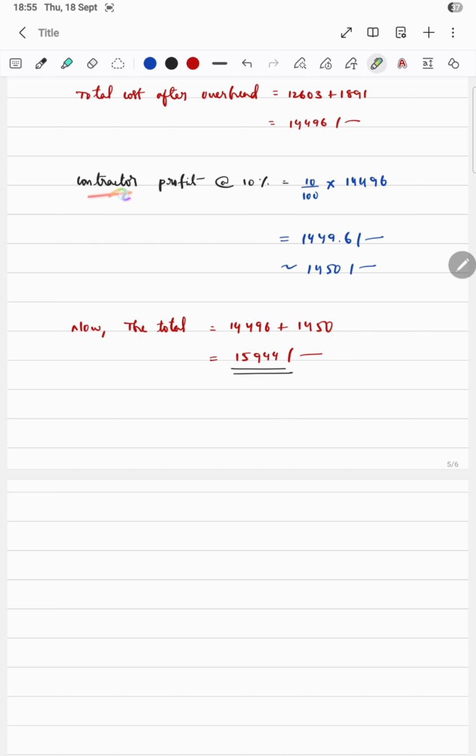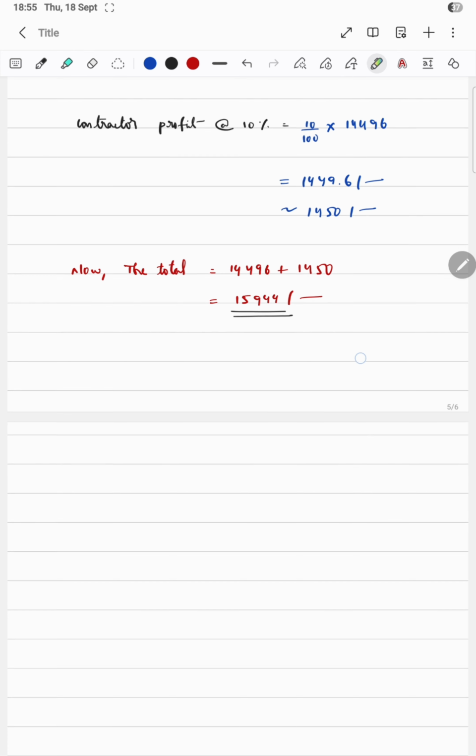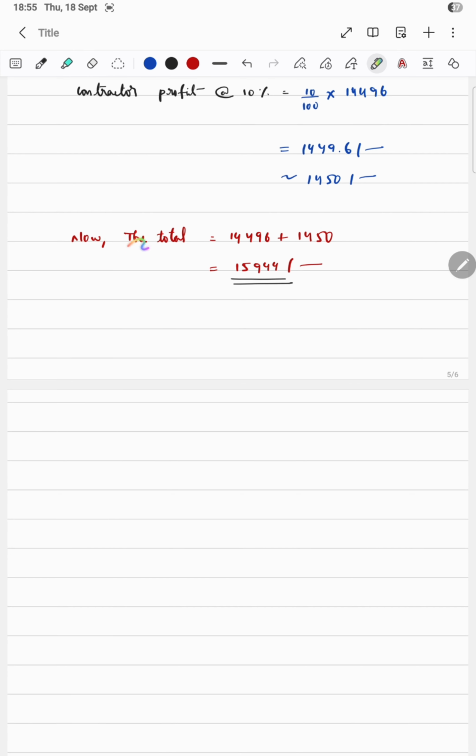Then we do this for the profit. The contractor's profit share would be 10%, 10 by 100 into the total cost, and we get 1449.6. We rounded it to 1450, and we add all this.